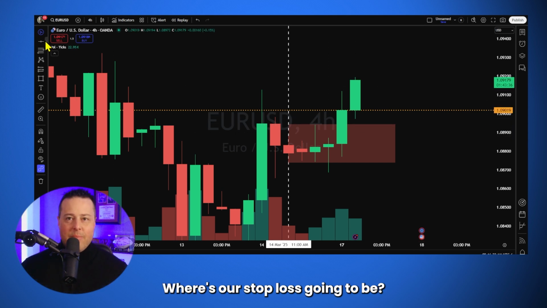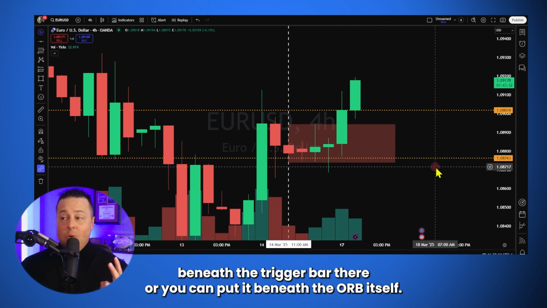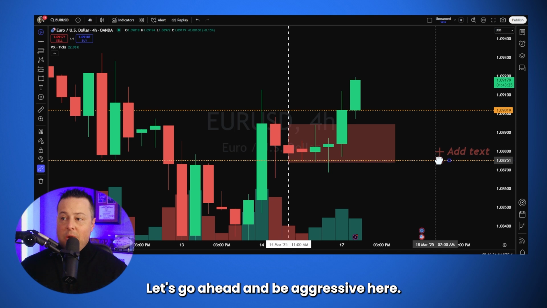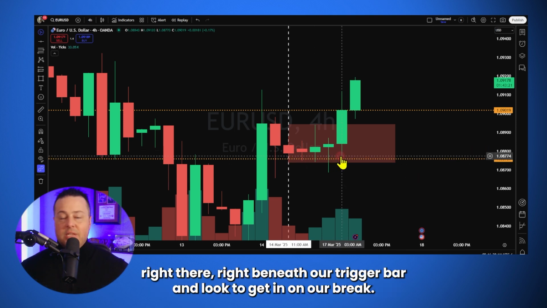Where's our stop loss going to be? You have two options. You can either put it beneath the trigger bar there, or you can put it beneath the ORB itself. In this instance, you could put it maybe beneath that spike low. It's not that big of a difference. Let's go ahead and be aggressive here. Let's put our stop loss right beneath our trigger bar, and look to get in on our break.